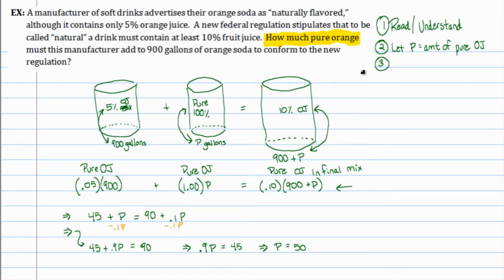So how much pure orange juice should this manufacturer put into their vat so that they meet federal standards? 50 gallons. 50 gallons of pure OJ is what they're going to add in. And that will increase the concentration from 5% up to 10%. This picture, by the way, is a great picture to use for mixture problems. It works whether you're mixing peanuts and cashews or you're mixing a 6% acid solution with a 13% acid solution to produce a 12% acid solution. It works for all of those problems.